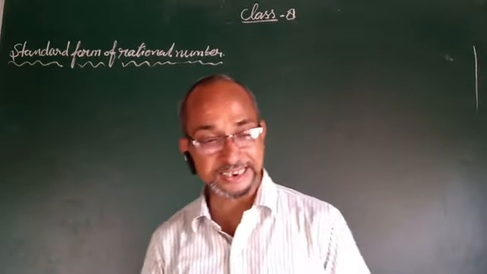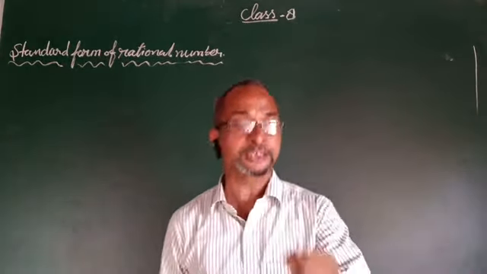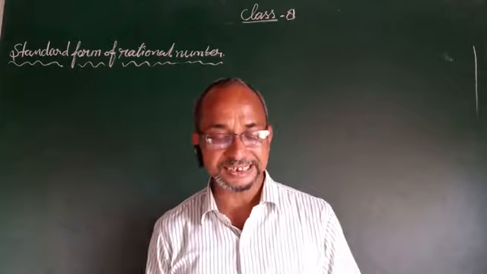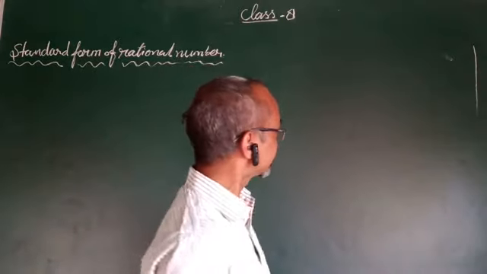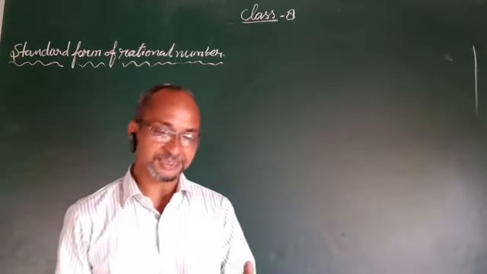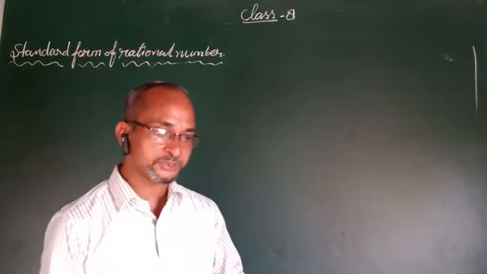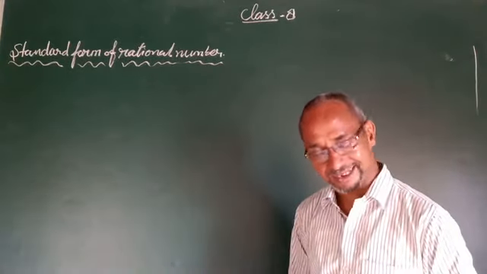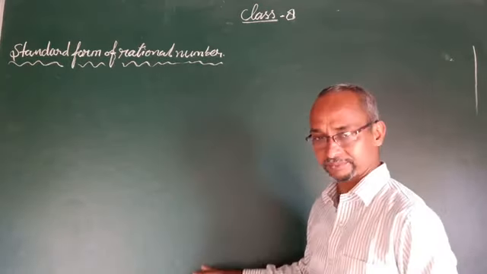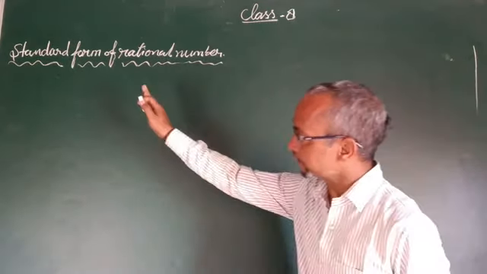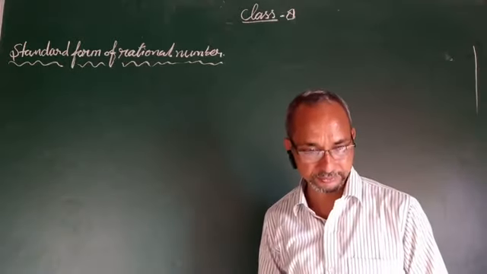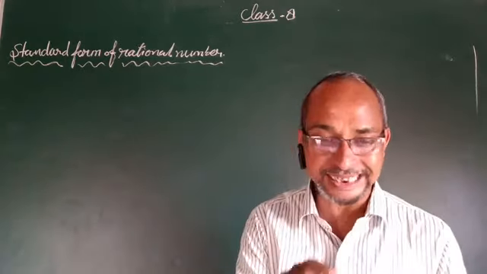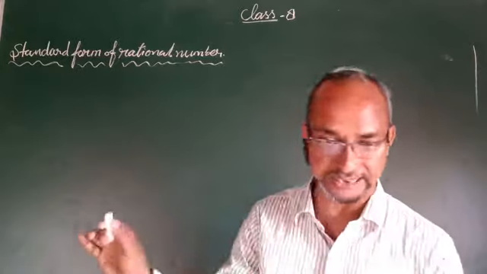In previous lectures, I have discussed the rational number in 8th standard: what a rational number is, what types of rational number there are, positive rational numbers, negative rational numbers, and the symbol of rational numbers. Already I have discussed that. But today I am going to discuss first the standard form of a rational number. After this, comparison of rational numbers, and after this, representation of rational numbers on the number line.